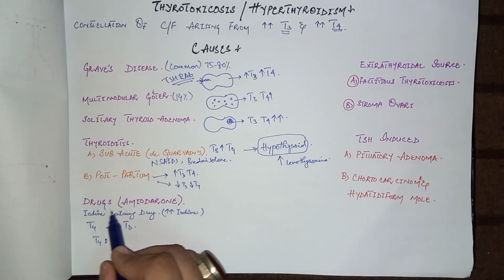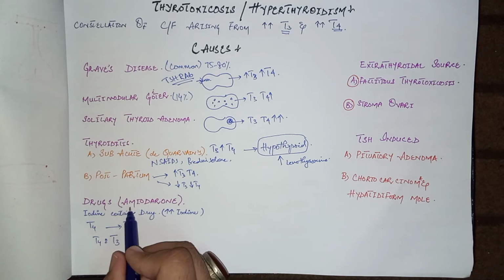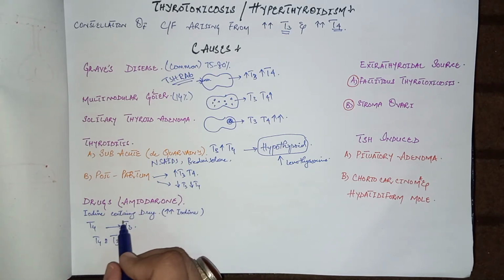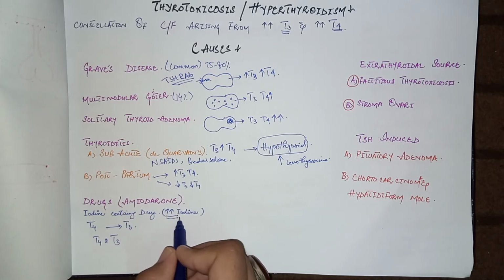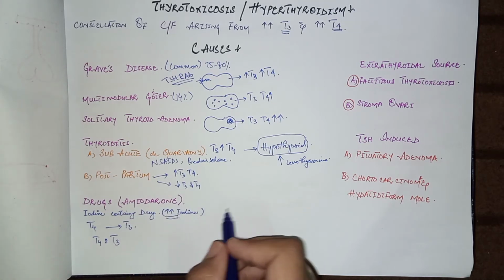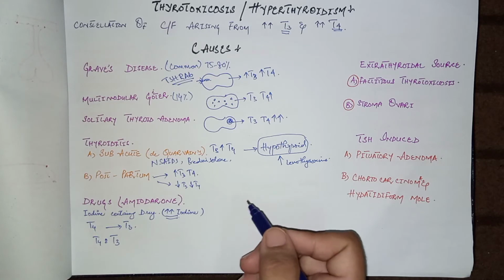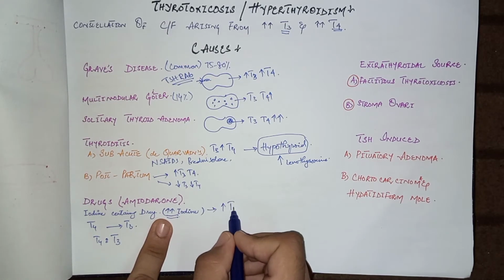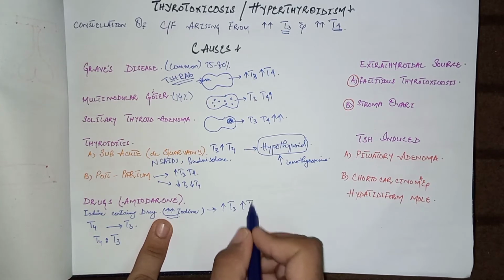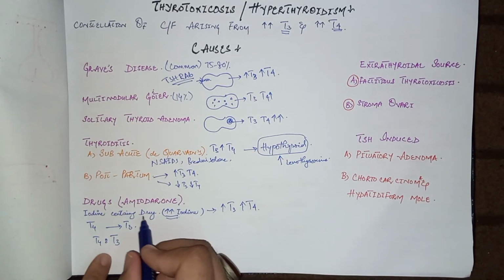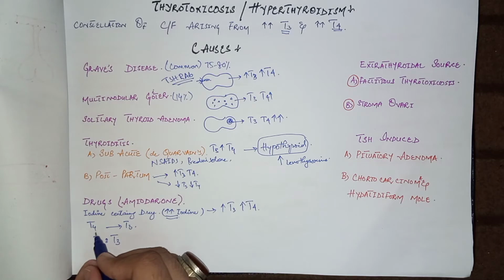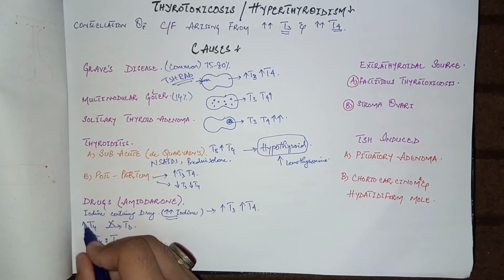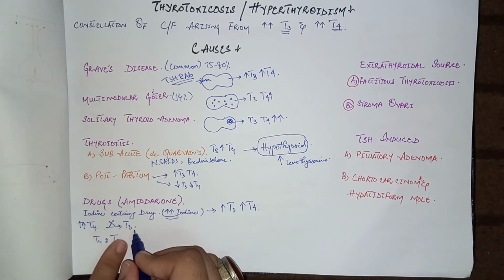Now come to the other causes of hyperthyroidism. Drugs, especially amiodarone. This is an anti-arrhythmic drug. It is an iodine containing drug. It increases the iodine levels in the body. As we know, iodine is responsible for the production of T3 and T4, so due to increased iodine, there is increased production of T3 and T4. Remember, this drug has another action: it inhibits the conversion of T4 into T3.